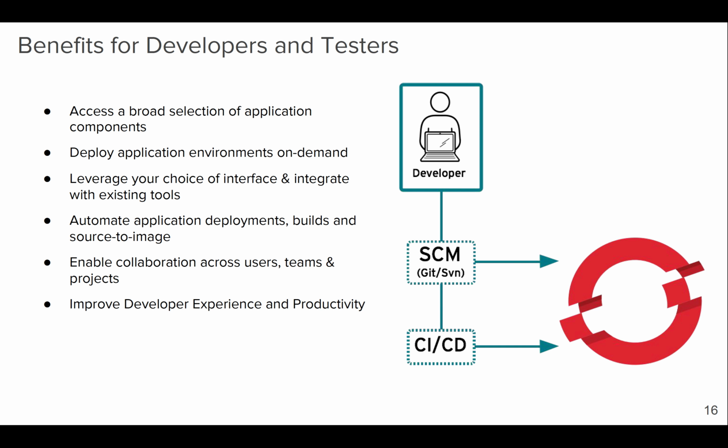Now, the benefit for developers and testers is that you get a broad selection of application components. One thing I did not mention earlier is that from OpenShift, you not only get Java workloads, but you get a lot of heterogeneous, polyglot technologies available to you, Node.js or Ruby. All of these technologies will be available for you to develop your applications and run on containers. Then you have benefits for your overall different players.